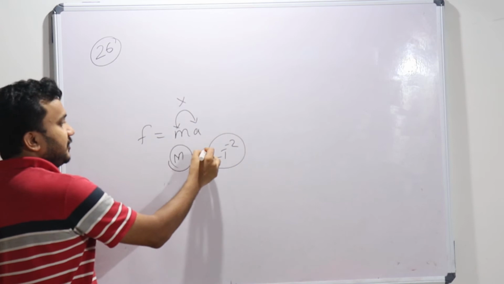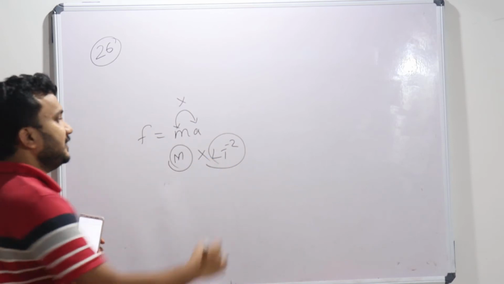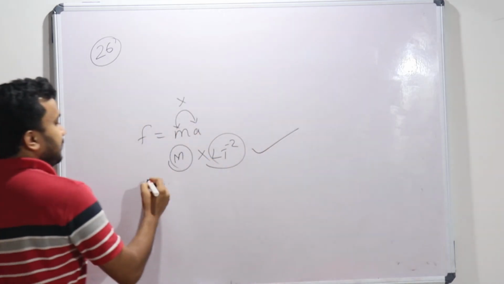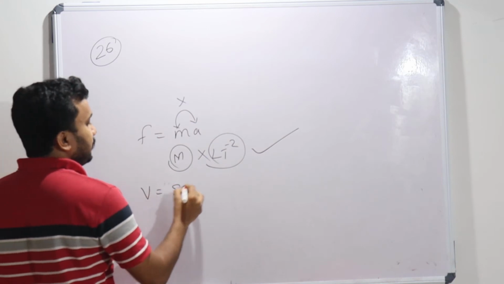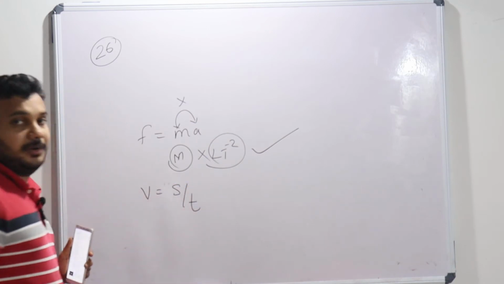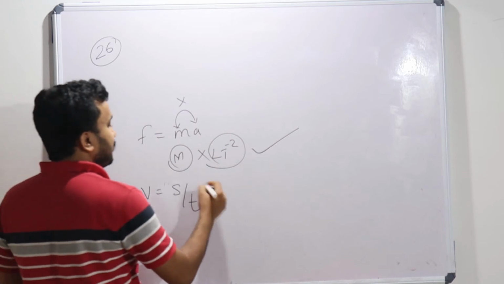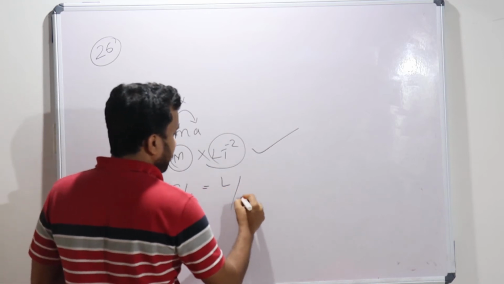So different quantities means we can multiply. This is acceptable. Similarly, division. Velocity is equal to displacement divided by time. You will learn it in one dimensional motion. Dimension formula of displacement is L, dimension formula of time is T.